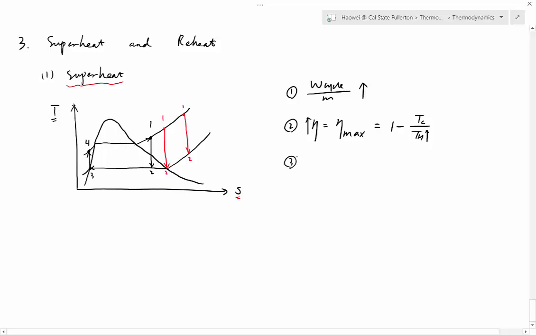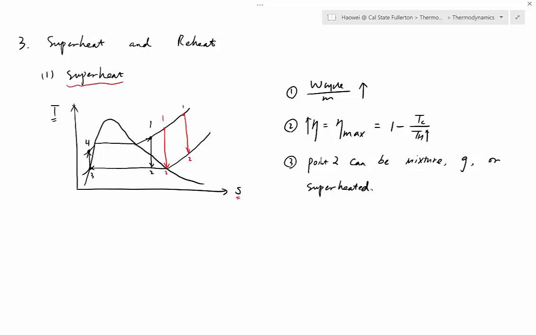And then the third thing we want to say about this superheat is point 2 can be a mixture, G point, or superheated. The location of point 2 depends on the specific problem you get, but number 2 can be either a mixture or G point or superheated. So that's the first way to increase the performance of this whole Rankine cycle by superheat.